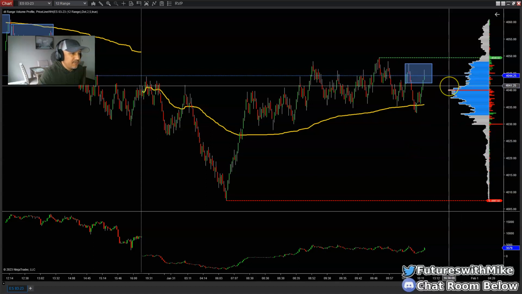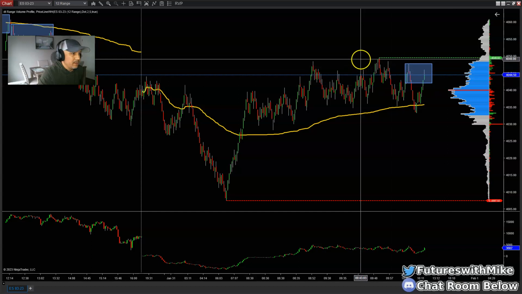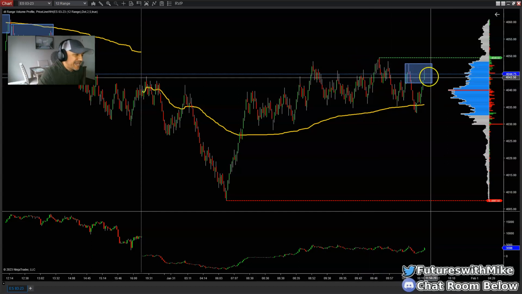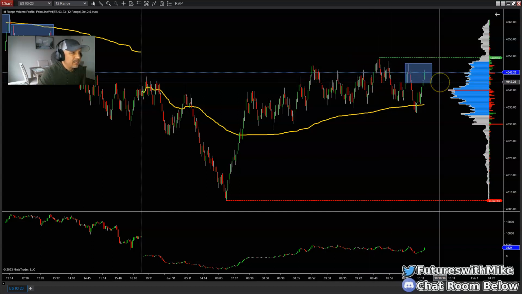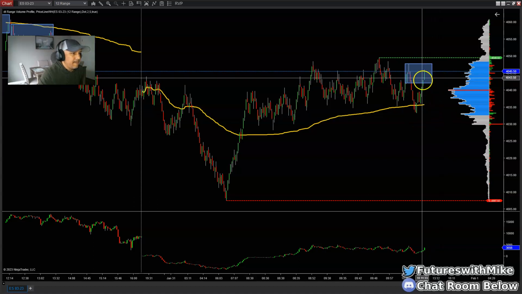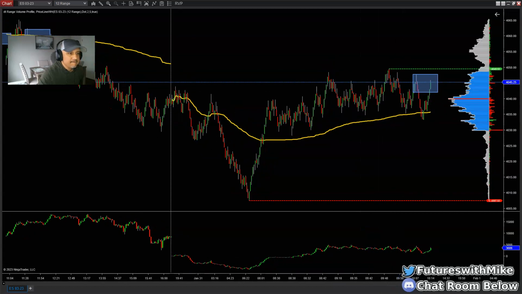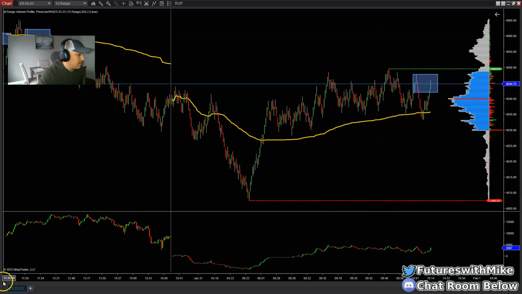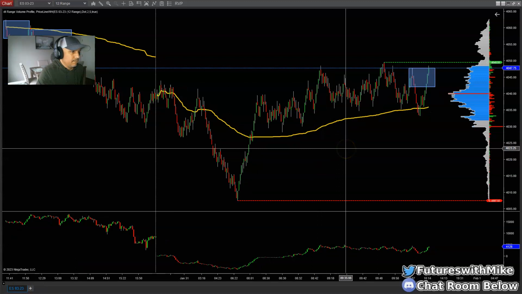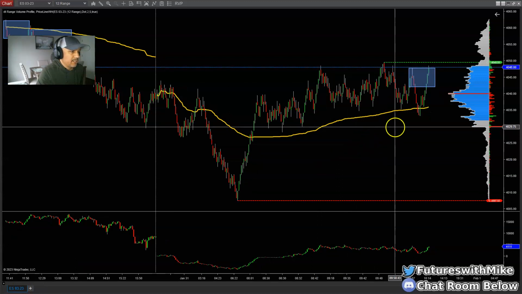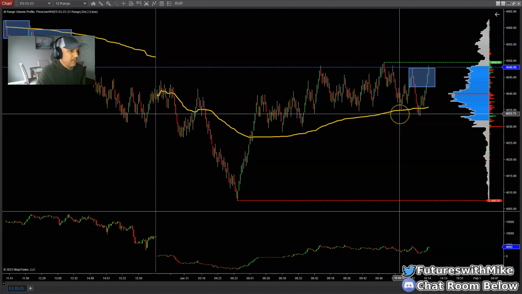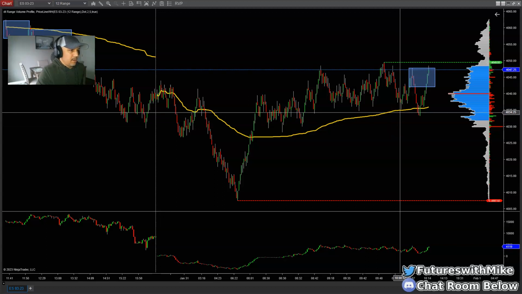I'll be interested in seeing if price is going to break this area. It should reject this area and break down to the downside. But we'll see. We shall see here. Price is trying to break higher. Looks like it's trying to. We'll see. I'm holding tight right now.